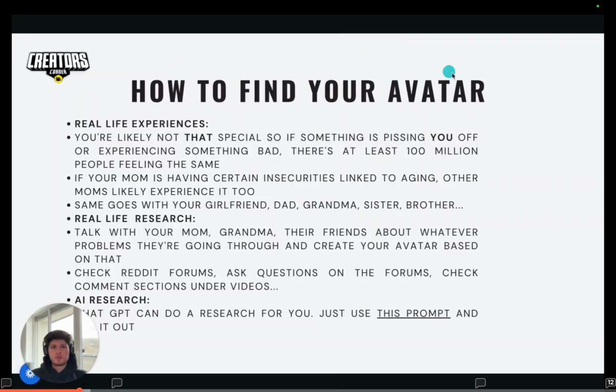So now let's get into how to find your perfect avatar, for example, for something that you want to be promoting. First of all, you can use real life experiences because you're likely not that special. If something is pissing you off or you're experiencing something bad, there's definitely at least 100 million other people who are feeling the same. Such as, for example, me with building jumps and people pissing me off because they are destroying the jumps. Or such as someone being socially awkward and not knowing how to properly react in certain situations. Well, then you can just make a video about it, and I guarantee it's going to get views.